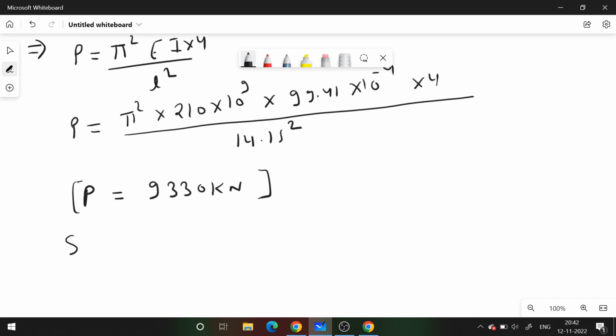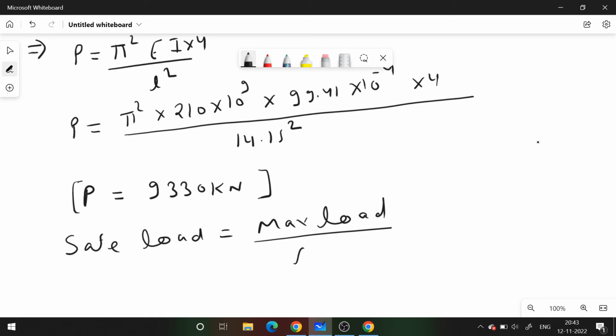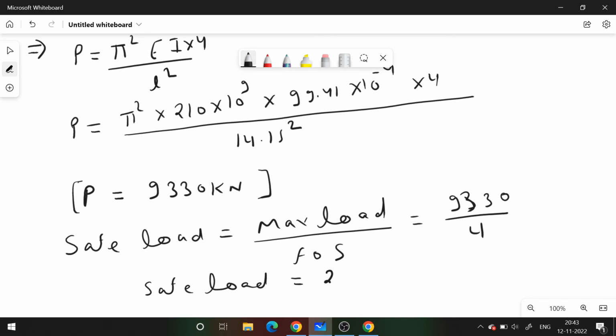And safe load will be equal to the maximum permissible load divided by factor of safety. So factor of safety has been given as 4. So safe load will be equal to 9330 divided by 4, which is 2332.5 kilonewton.